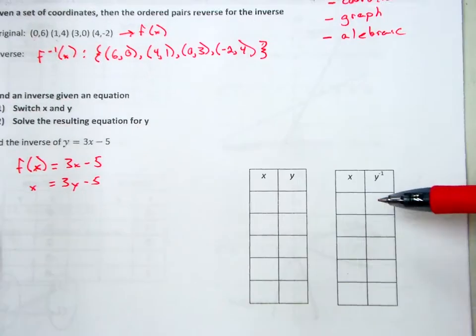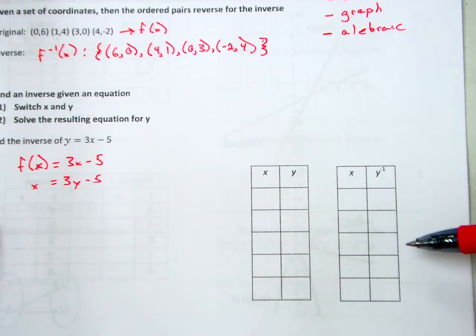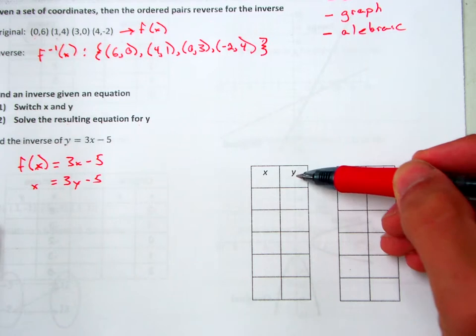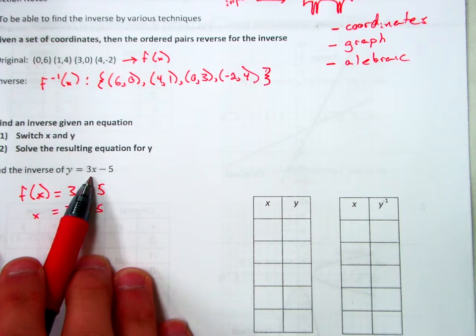Now look at these tables. Which one is supposed to be for the inverse and which one is supposed to be for the regular? So here's the inverse, right? So this is for the original. Let's go ahead and fill this table out using this formula right here.